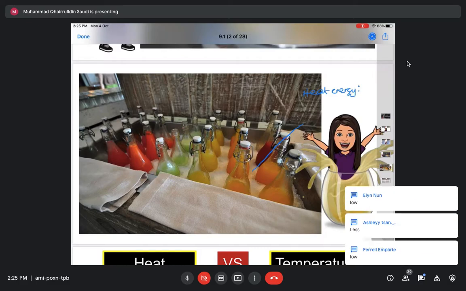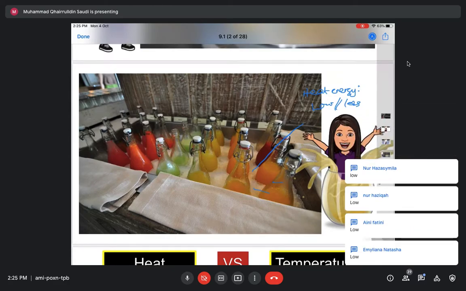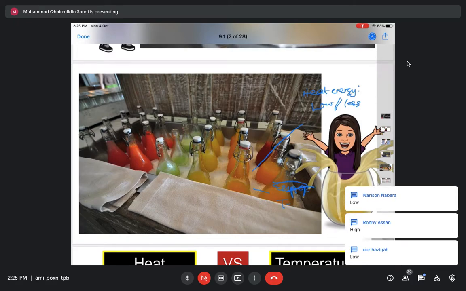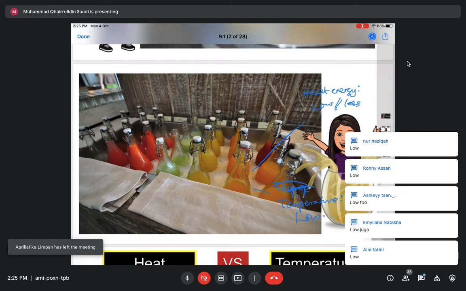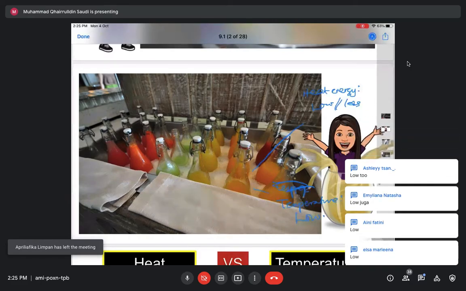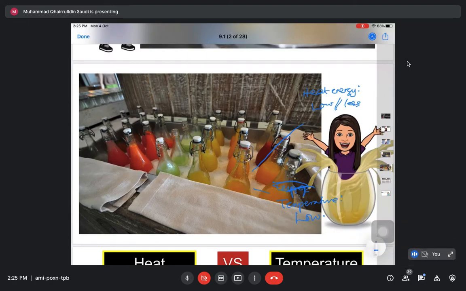Low. Okay, good. Low or last. How about the temperature? Also low. Good. Okay, so when they are low heat energy, the temperature is also low. When they are high heat energy, the temperature will also increase or be high in temperature.